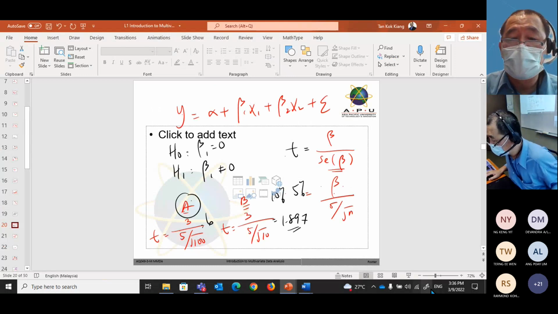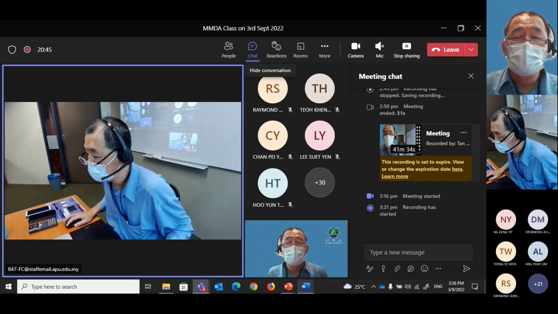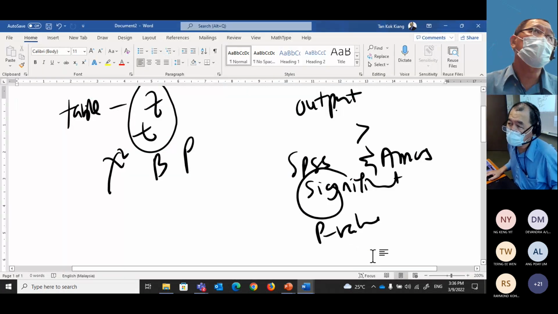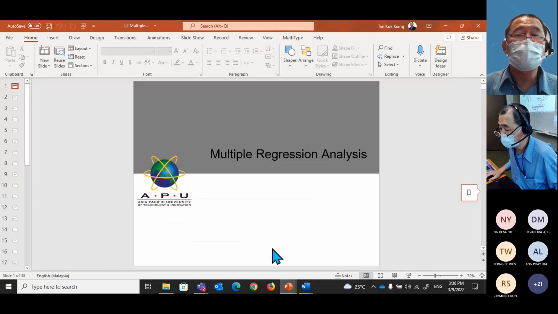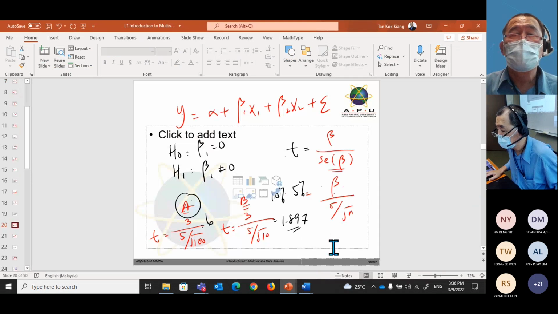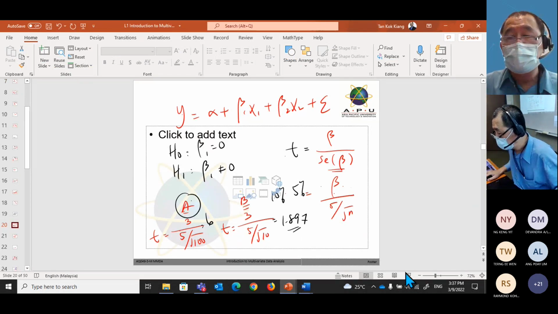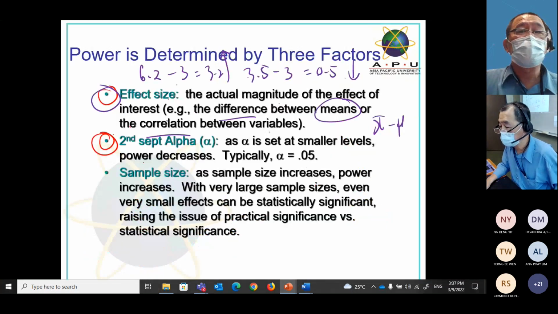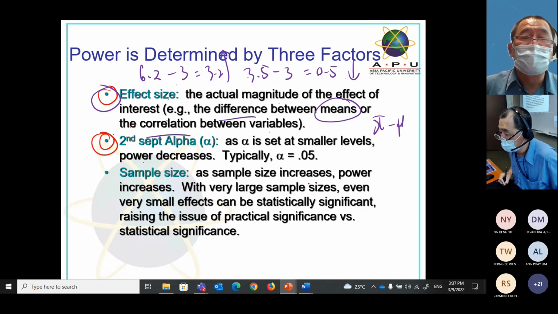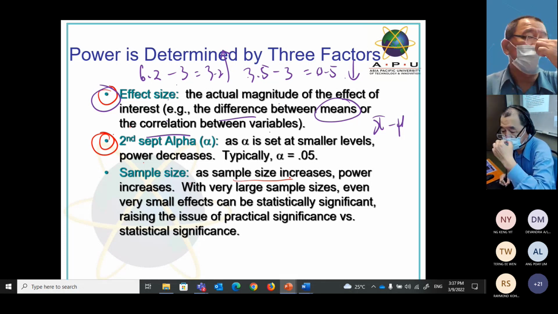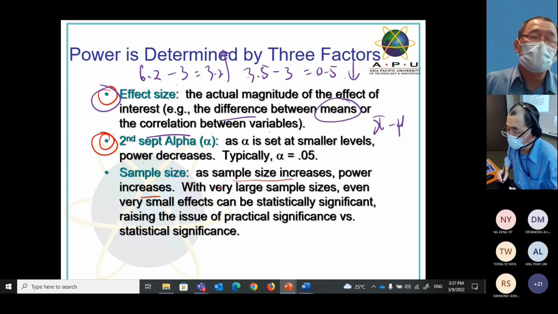This point is to discuss the third factor. When sample size is larger, the power increases. So we have done the three factors that can affect power. You see, as the sample size increases, the power also increases.